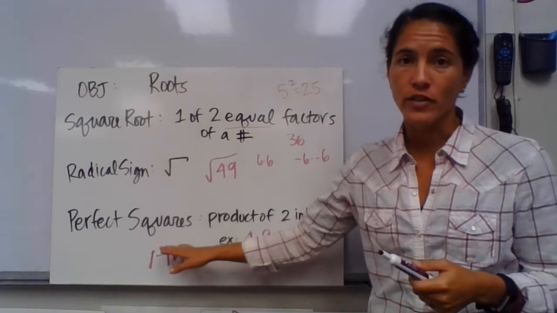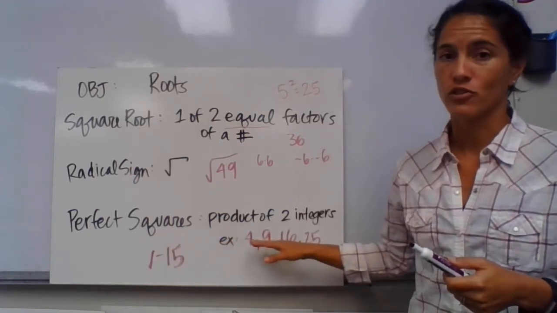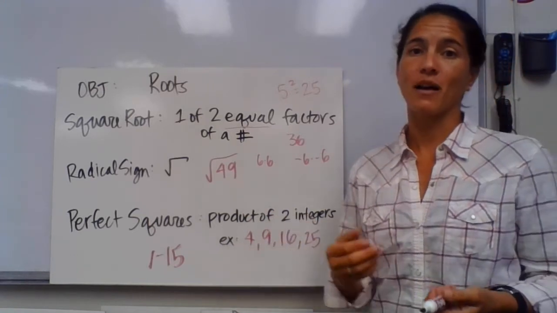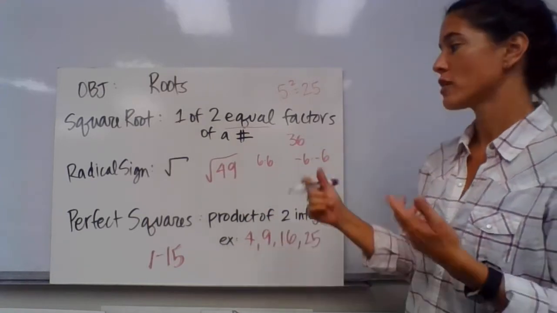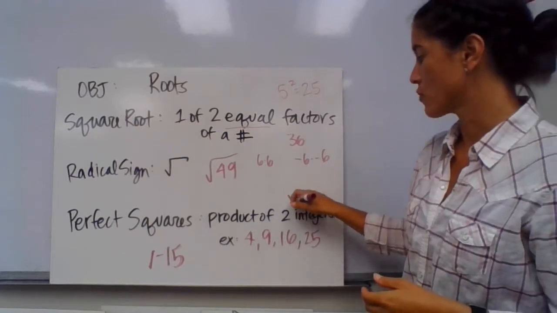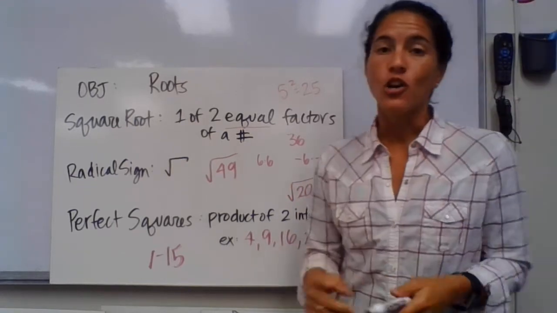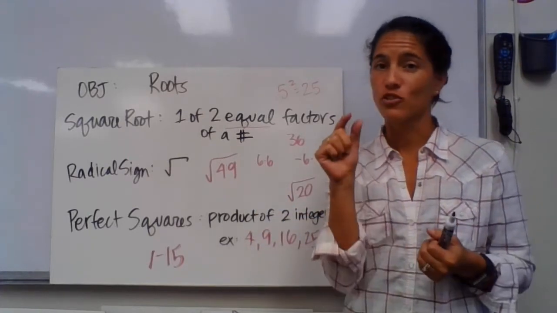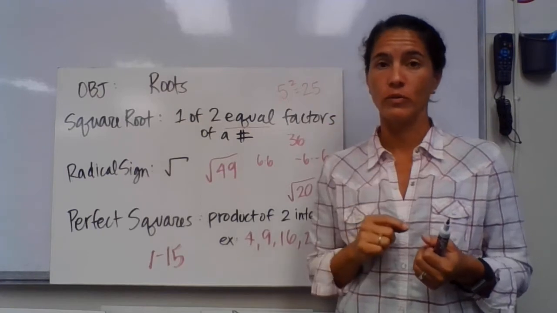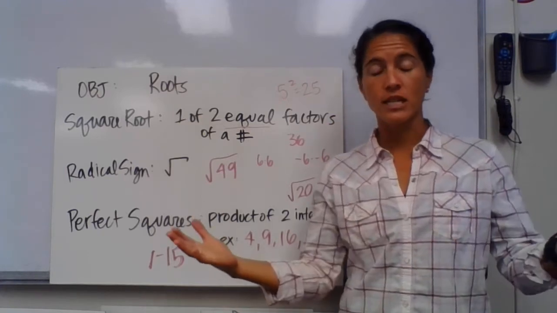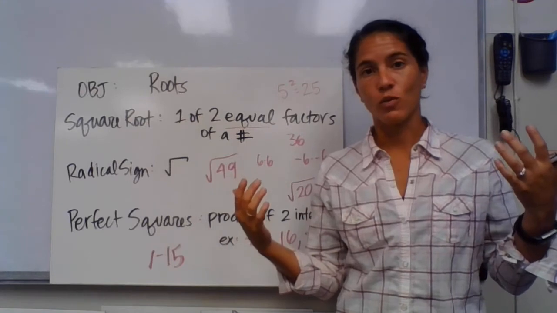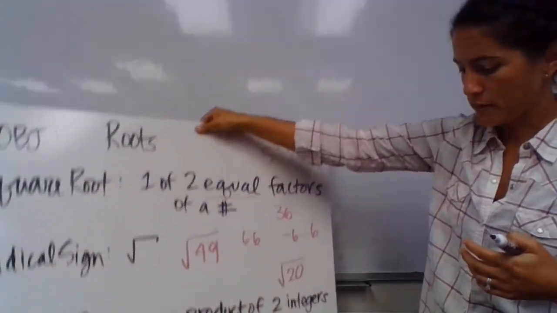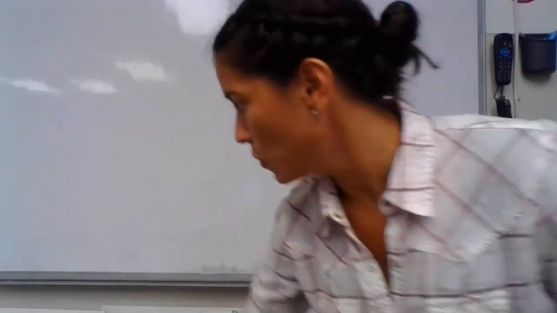So some numbers are going to be perfect squares where it's a product of two integers. You can find a square root of other numbers, they just might not be whole numbers. For example, the square root of 20. You can find it, it just is not going to be a whole number because there are no two equal factors that are both whole numbers to get 20. 2 and 10 is 20, but those are not equal. And so that would be an example of a non-perfect square.